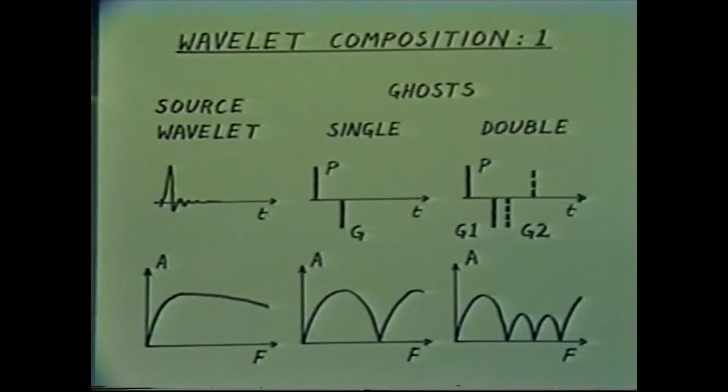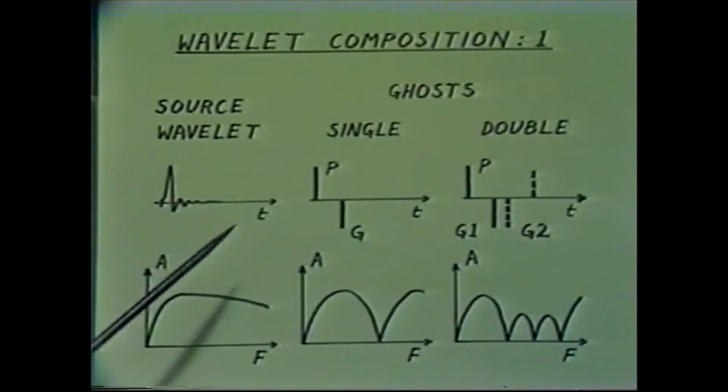Now look at the various components which make up the effective wavelet. The first of these is the source wavelet itself, which is normally a relatively sharp pulse, except obviously in the case of a vibroseis wavelet, say, or maxipulse wavelet. So it has a fairly broad, flat amplitude spectrum.